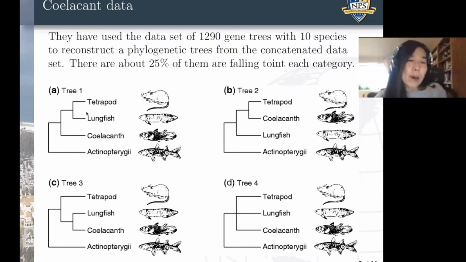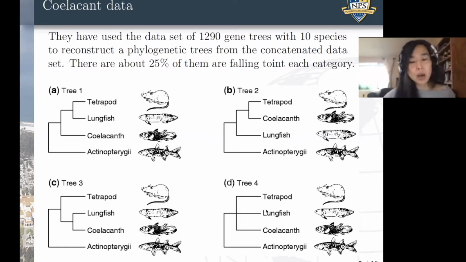So 25% of the gene trees have the tree 1 topology, 25% of gene trees have a topology that looks like tree 2, and so on. From that simple analysis, it was not clear: lungfish or coelacanth, which one is closer to tetrapod? And here, this guy is basically called the outgroup, and that's the sharks group.